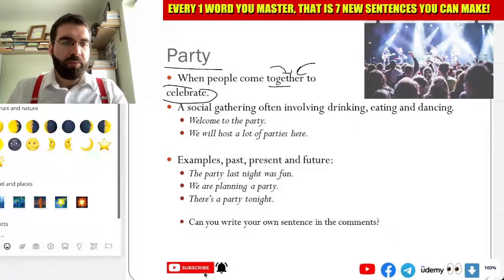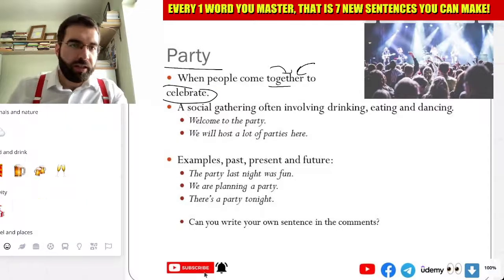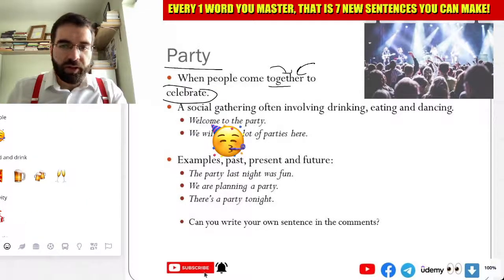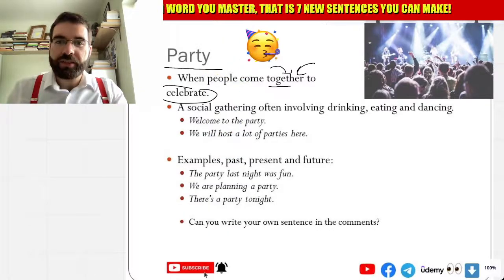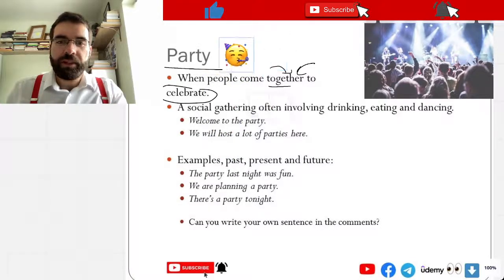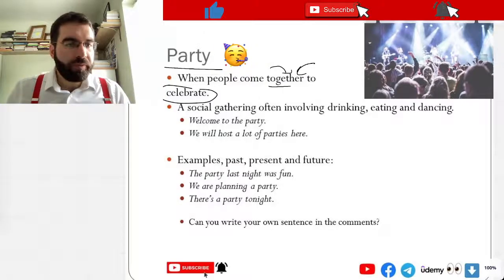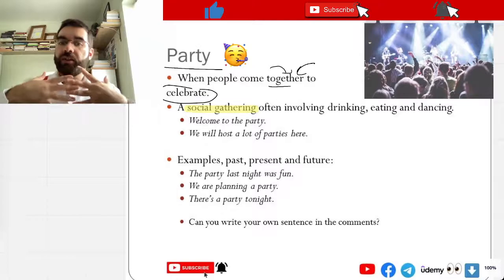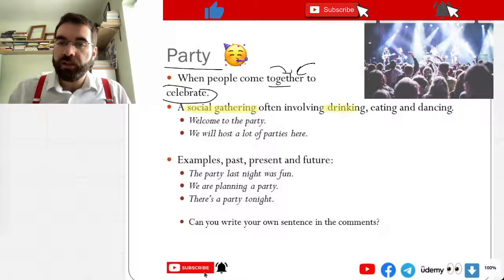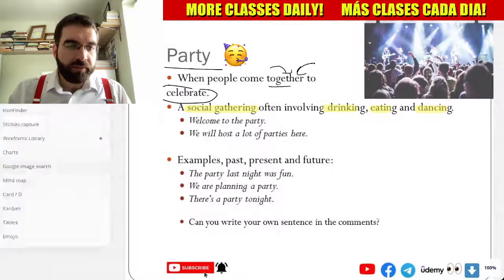So let's try and get a picture. Party, eh? Perfect. Here we are. Look at that. Party. Party, yes. That's it. Very good. So, a social gathering, people come together, involving drinking, eating and dancing.